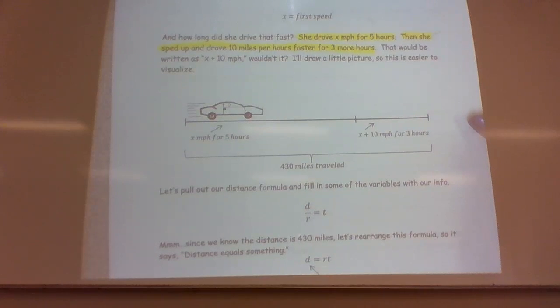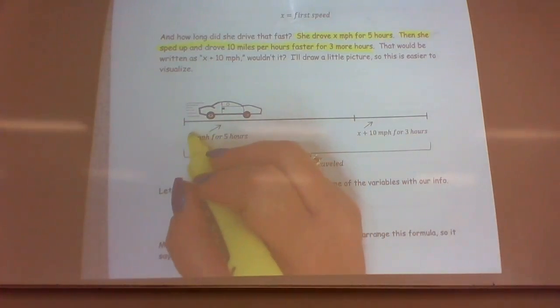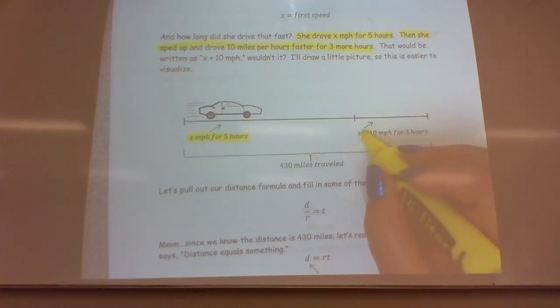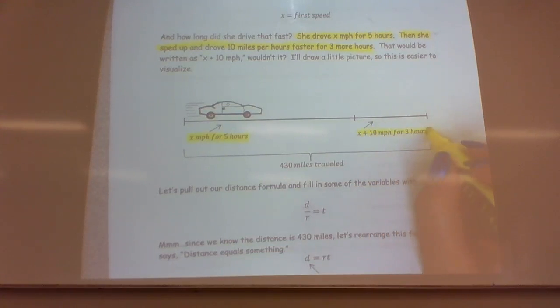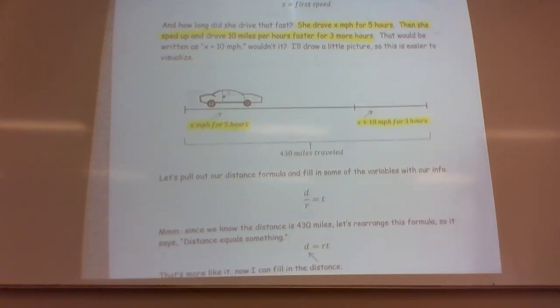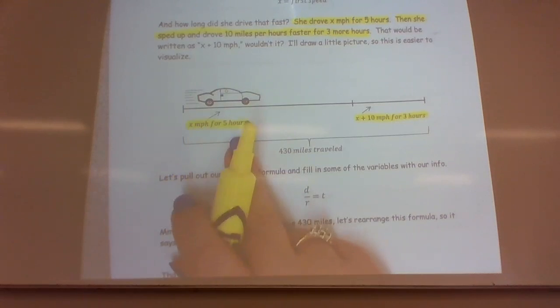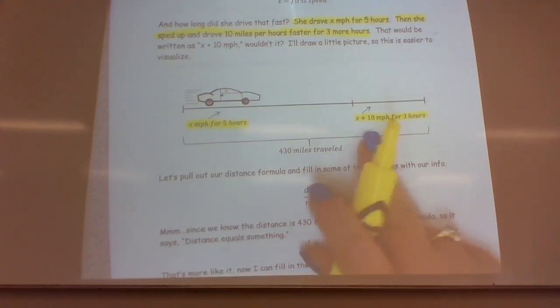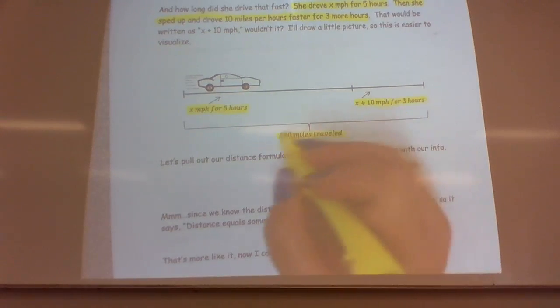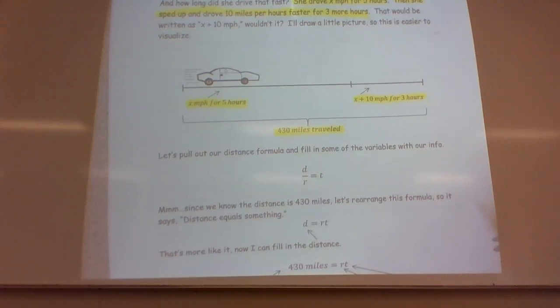And they've given us a picture, which, you know me, I love pictures. I think it represents our math very, very well. So we know that she drove X miles per hour for 5 hours, sorry. And we know she drove X plus 10 miles per hour for 3 hours. So looking to find the rate that she started with for 5 hours and the rate plus 10 for the additional 3 hours. And we know that the distance that she traveled overall was 430 miles.